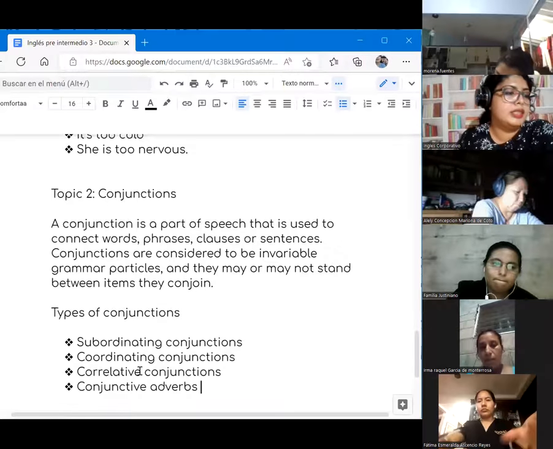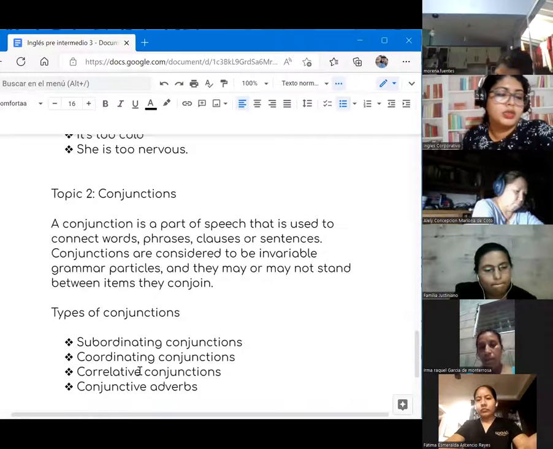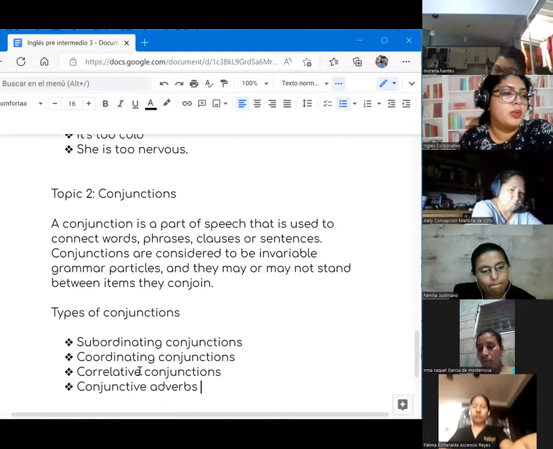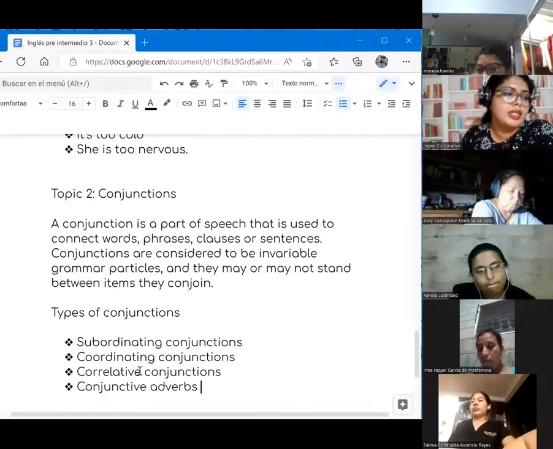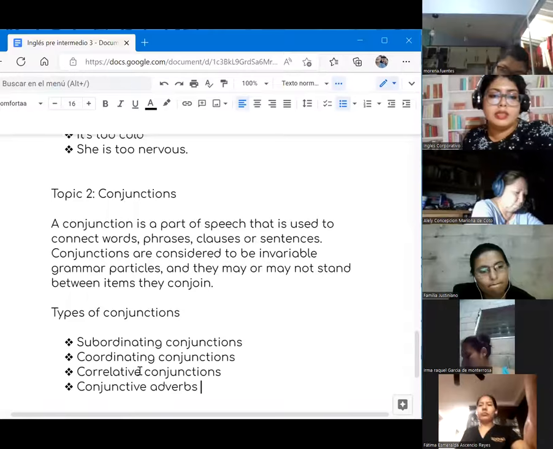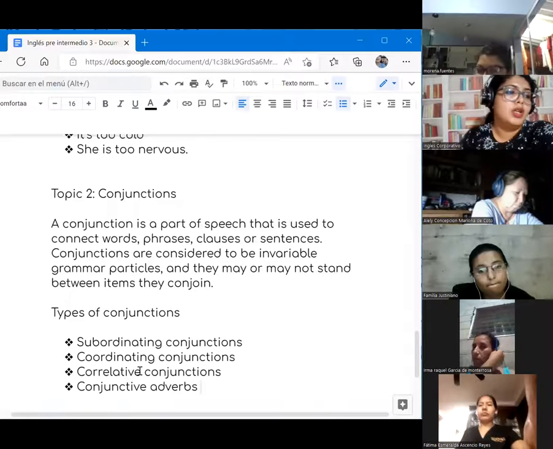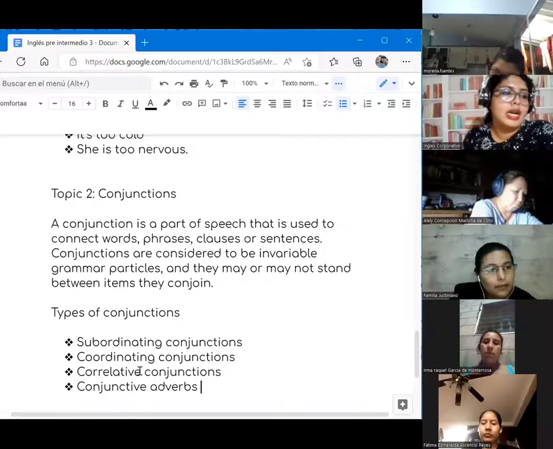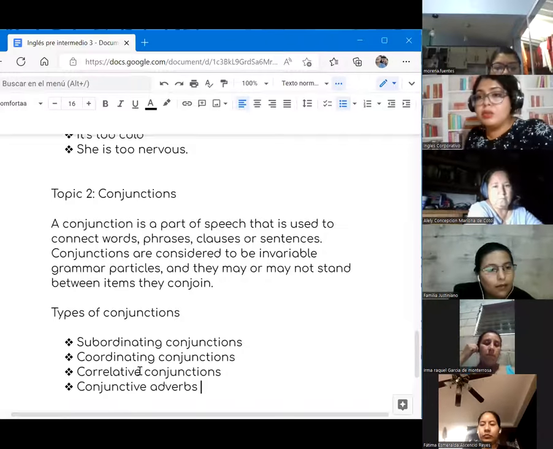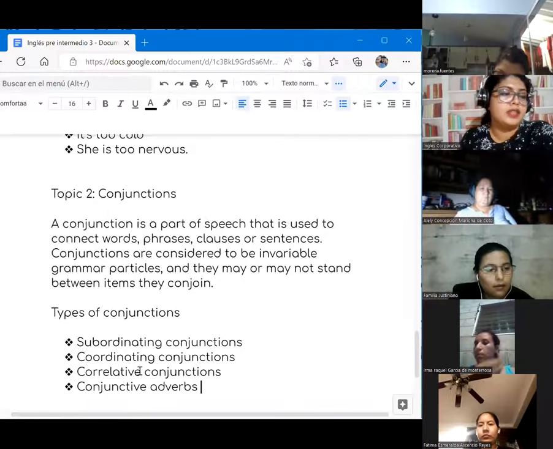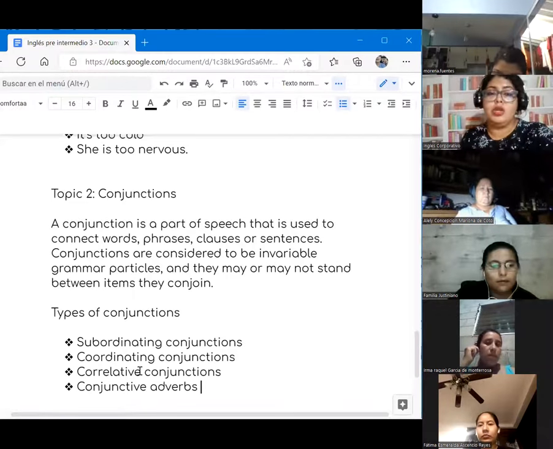And this one says, these adverbs always connect one clause to another and are used to show sequence, contrast, cause and effect, and other relationships. Estas últimas, las conjunctive adverbs, nos ayudan a conectar una cláusula con otra y se utilizan para mostrar secuencia, contraste, causa y efecto y otras relaciones.